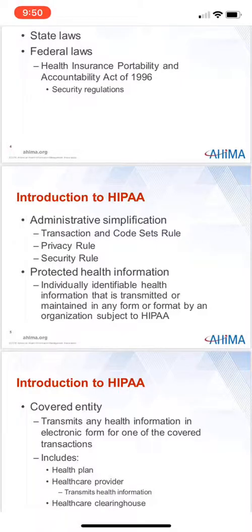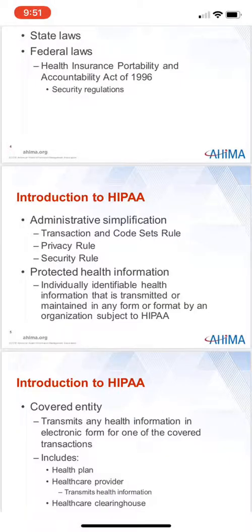A health plan pays for the healthcare provided to the individuals under the plan. These plans include medical, dental, vision, and other forms of health plans. Healthcare providers include hospitals, physician offices, long-term care facilities, ambulatory surgery centers, pharmacies, and other patient care providers. And a healthcare clearinghouse collects billing data and processes it for the healthcare provider.